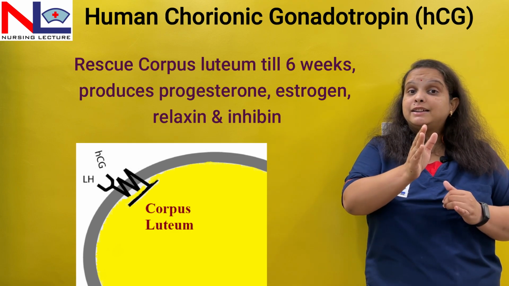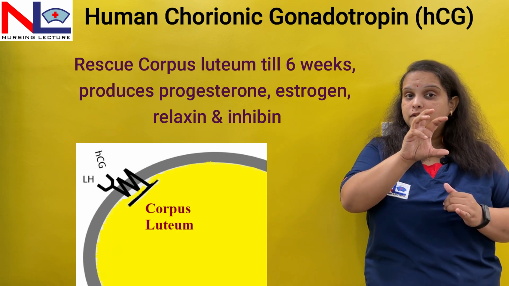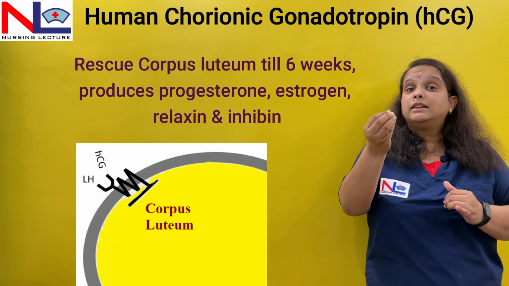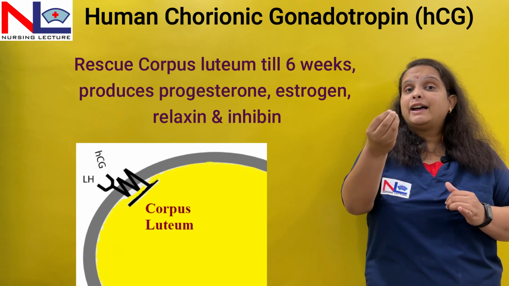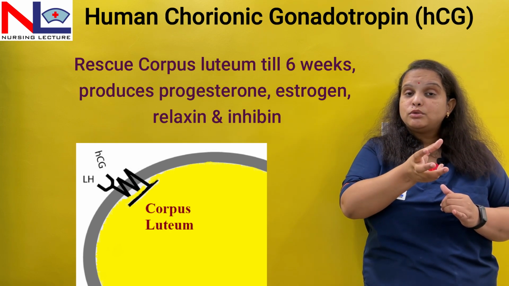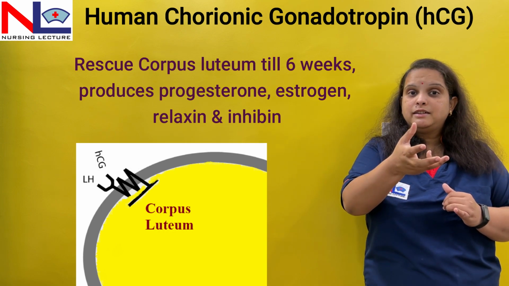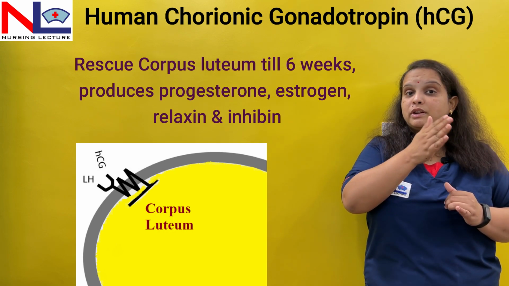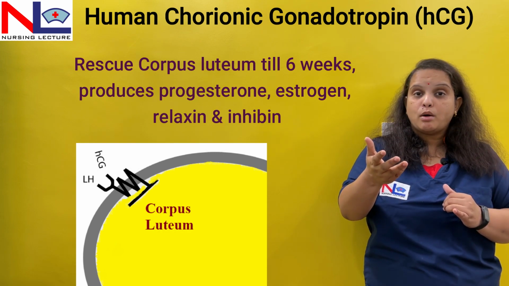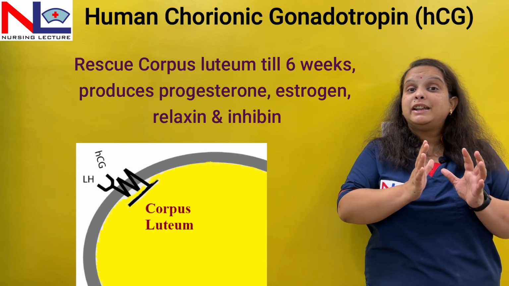But as I said, it has the LH-HCG receptors on the plasma membrane of the corpus luteum. So once the pregnancy is conceived, HCG starts releasing, and that HCG binds to the receptor present on the corpus luteum and rescues it from being degraded. It allows the corpus luteum to remain till 6 weeks and release its main steroid hormones, that is estrogen and progesterone. That is very essential for maintaining the pregnancy.